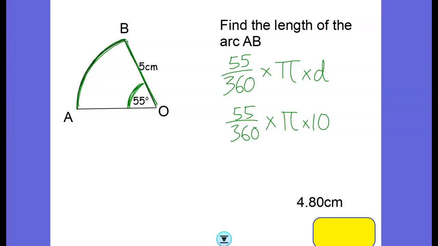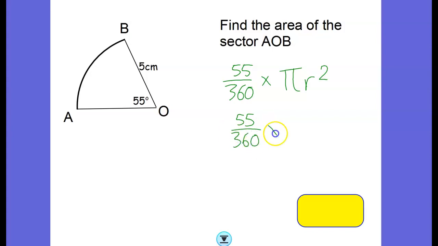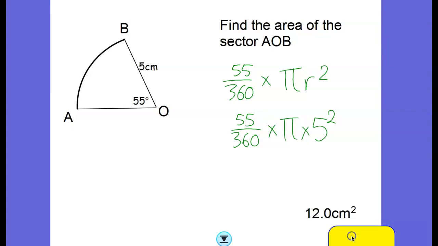That's it. That's length of arcs. Now we'll have a look at the area of a sector. For area of a sector, we're going to be using the formula for area of a circle, so pi r squared. We're still using that 55 over 360 and then multiplying. So all I do is substitute those values in: 55 over 360 times pi times the radius, which is 5, squared. When I type that in my calculator, I get 12.0 centimetres squared. Worth checking you can get that for those two examples. So that is it. That is arc length and sector area.